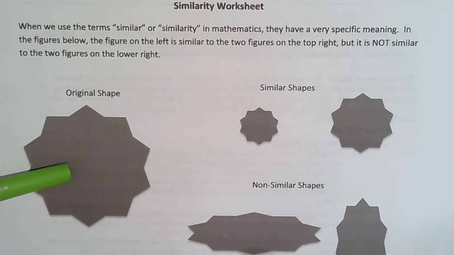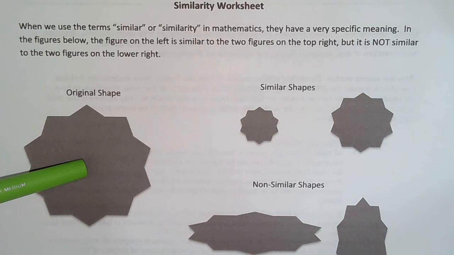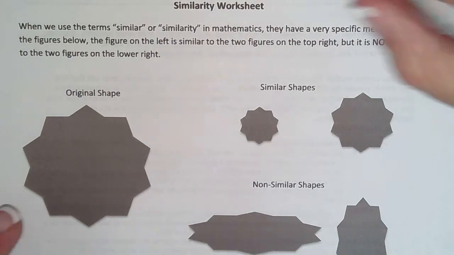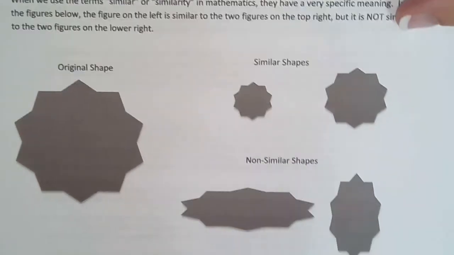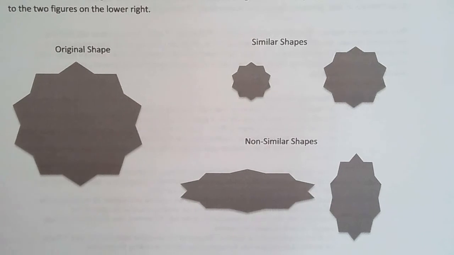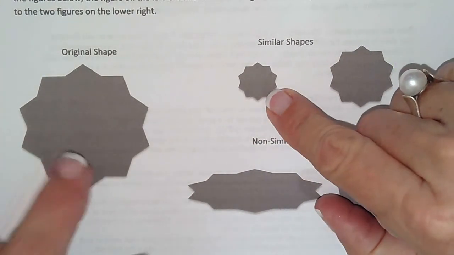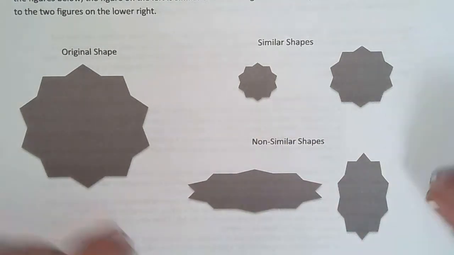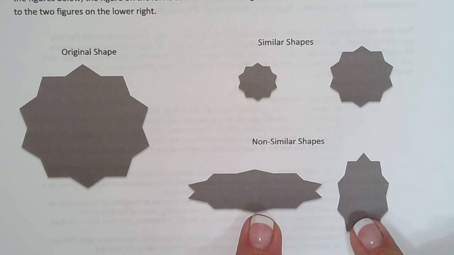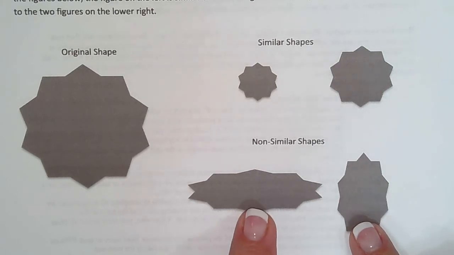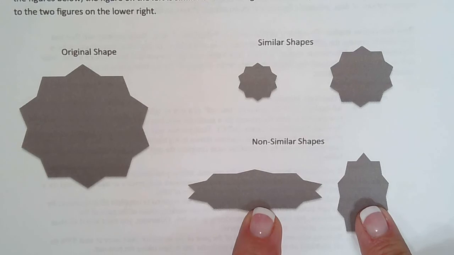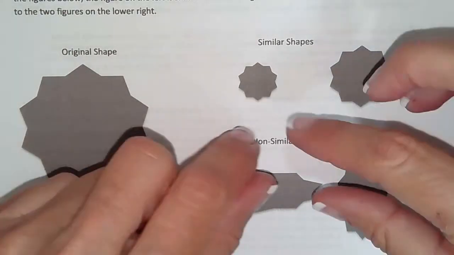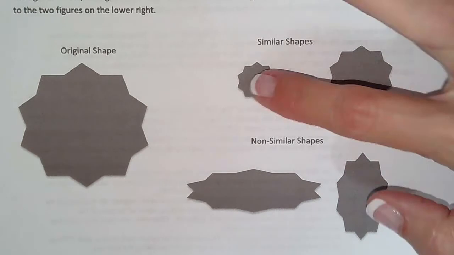So the figures below, the figure on the left is similar to the 2 figures on the top right, but is not similar to the 2 figures on the lower right. So in order to be similar, they have to retain their shape. So yes, this is a smaller version of that, and it's retained the shape, as is this. This one has been stretched out, this one's been stretched up. So because they haven't retained their original shape, they would not be considered similar. So they have to retain the shape and just be small, scaled down versions of the original in order to be similar.